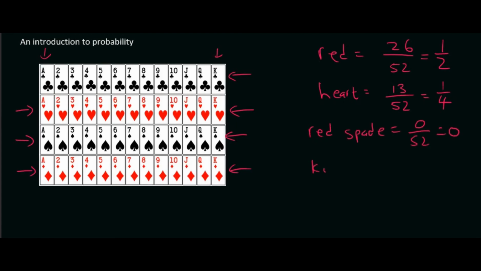What are the chances that you would choose a king? Well, there are 4 kings. 1, 2, 3, 4. So that's 4 out of 52, which is 1 out of 13, if you simplify that on the calculator.